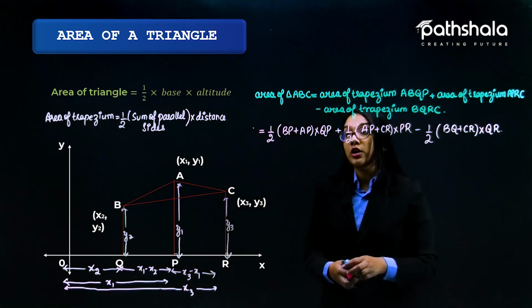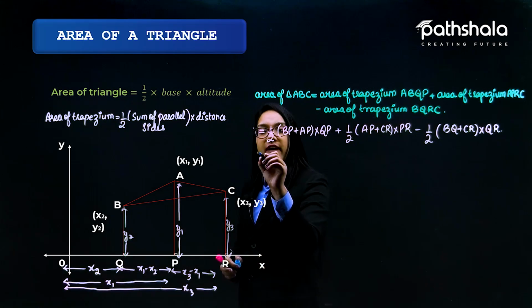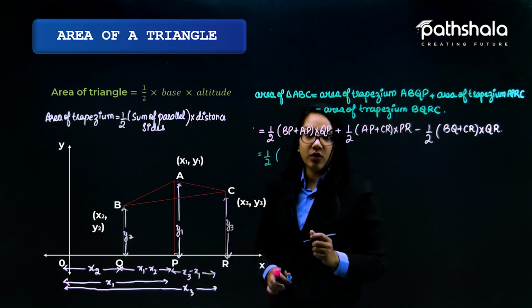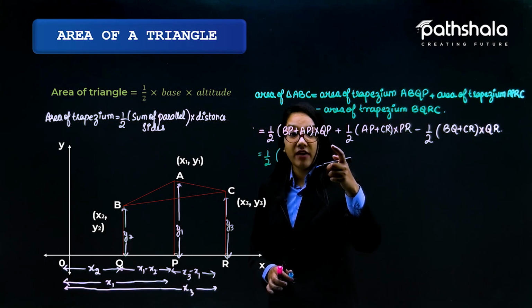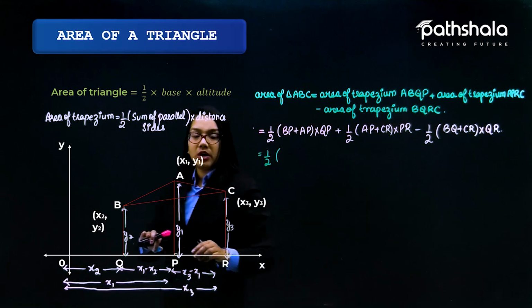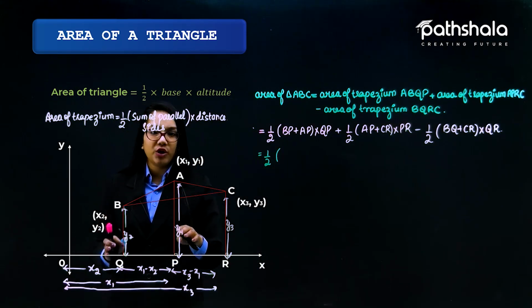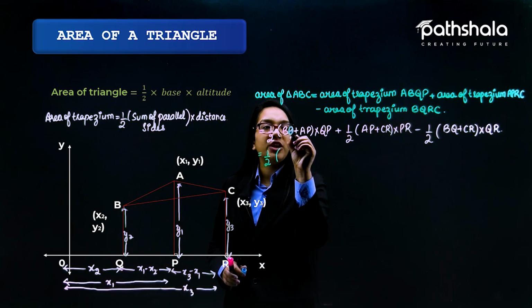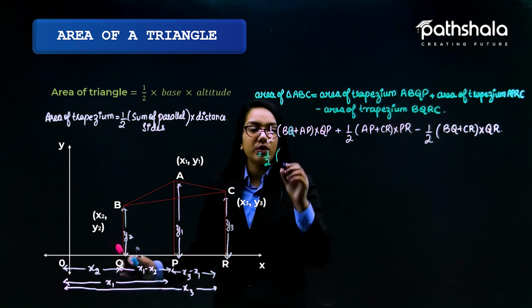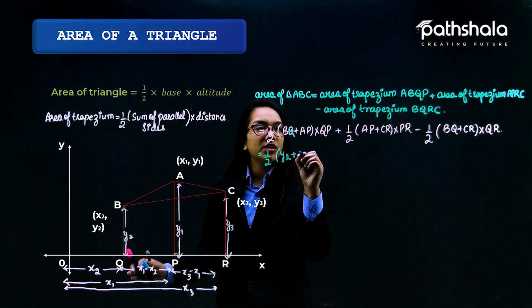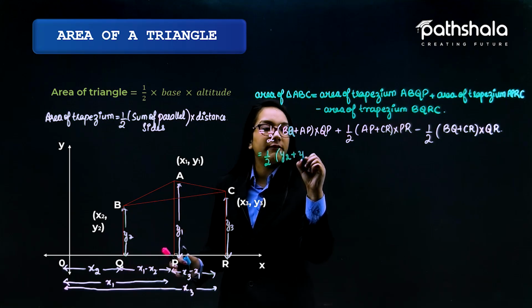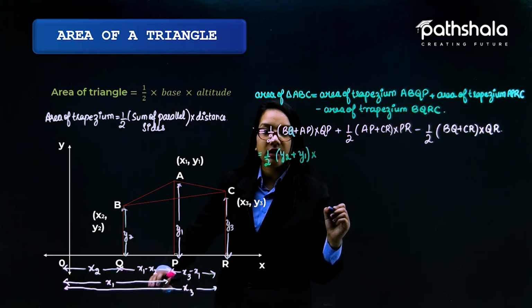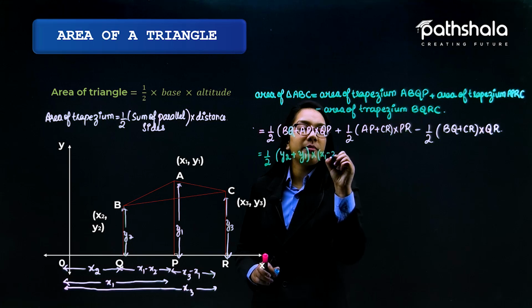First, we'll start with substituting the values of BP. Sorry, it is not BP. As you can see, these are the parallel lines, that is BQ and AP. So what is the value of BQ? BQ is nothing but y2 plus AP. AP is nothing but y1, into QP. QP is the distance between both of these, which is x1 minus x2.